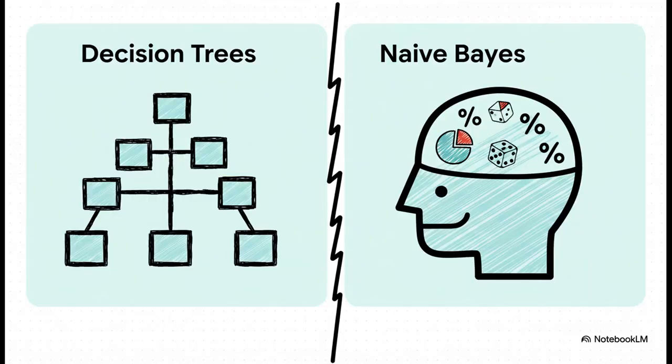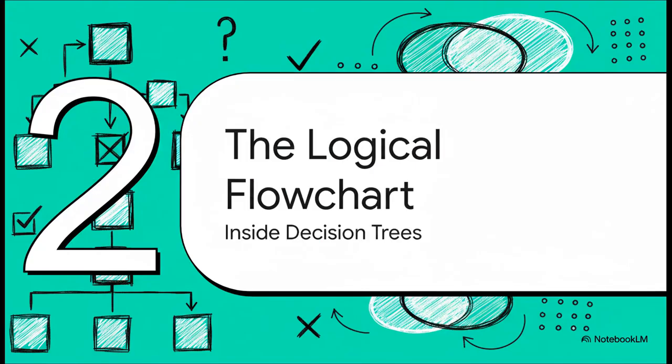And that brings us to our 2 main players. In one corner, you've got a method that thinks like a detective, following this super logical flowchart of yes or no questions. We call that a decision tree. And in the other corner, you have a method that thinks more like a casino, constantly calculating probabilities and just playing the odds. That's naive Bayes. 2 totally different mindsets for solving the same problem. Let's start with the detective, the decision tree.